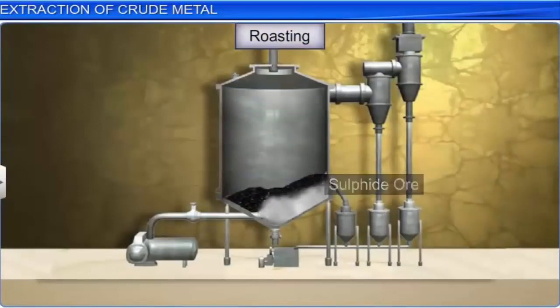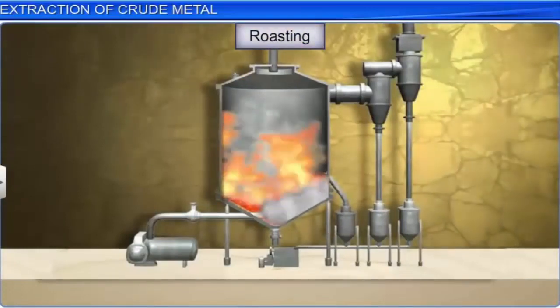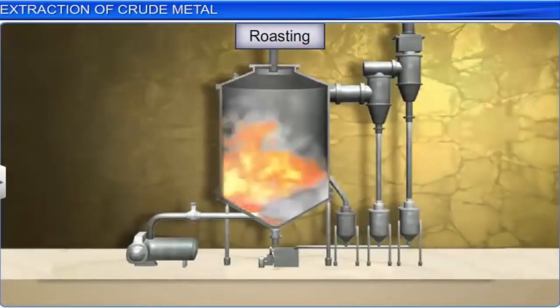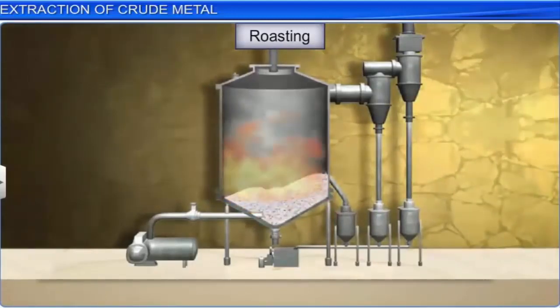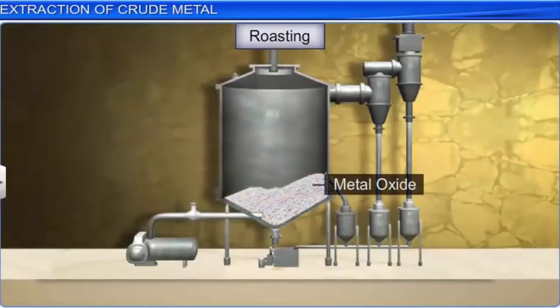The other method for converting an ore into its metal oxide is roasting. Roasting is the process of heating an ore in a furnace with a regular supply of excess air at a temperature below the melting point of the metal. This process is commonly employed for sulfide ores.